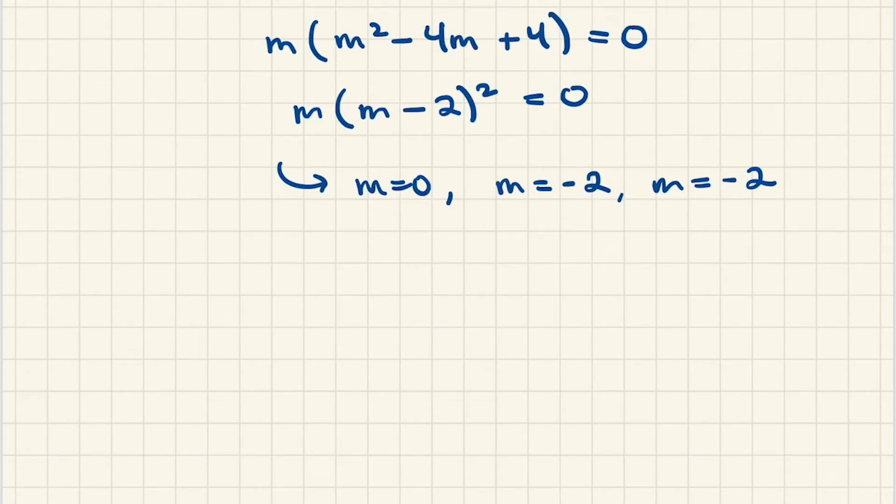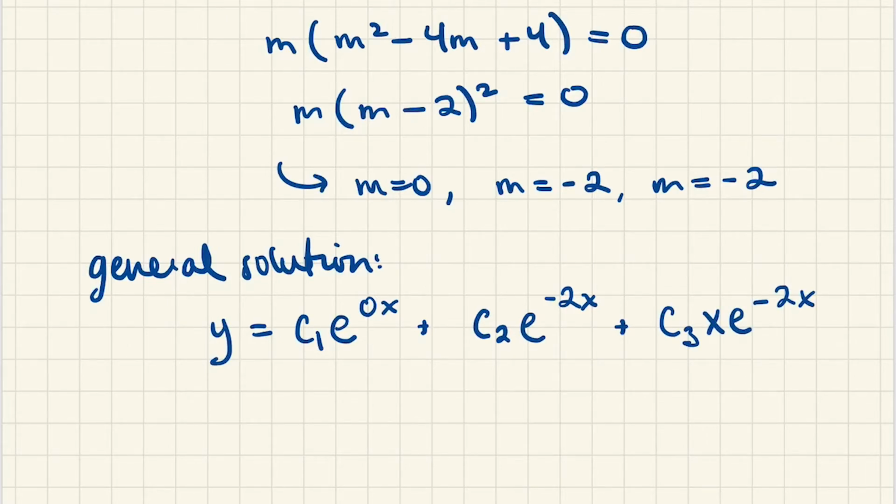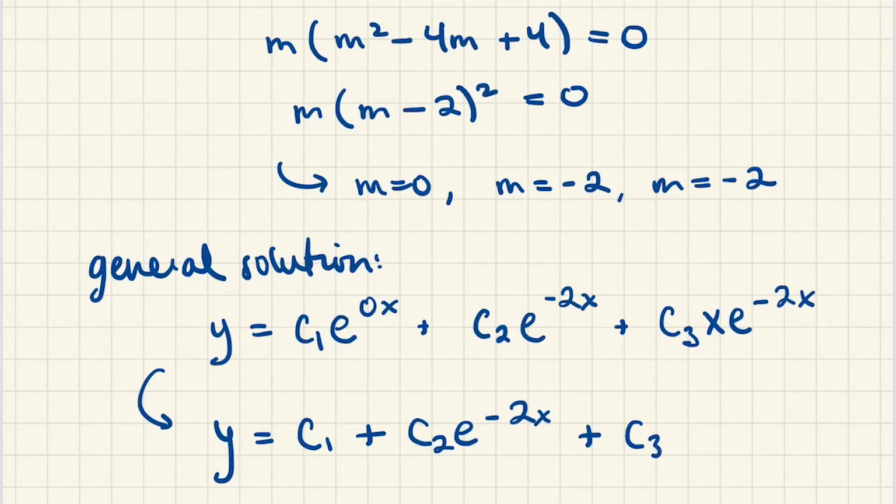Okay, so what's our general solution? Well, it's y equals c1 e to the 0x plus c2 e to the 2x plus, okay, well now we're digging into higher multiplicities, so that would be c3 x e to the 2x. All right, well, e to the 0x is, of course, just 1, so we could clean this up a little bit and go y is c1 plus c2 e to the 2x plus c3 x e to the 2x. All right, there she is.